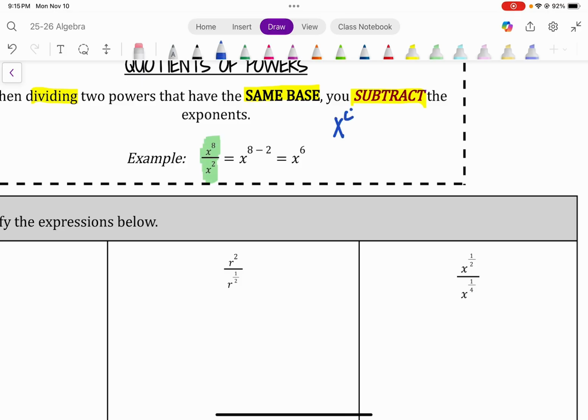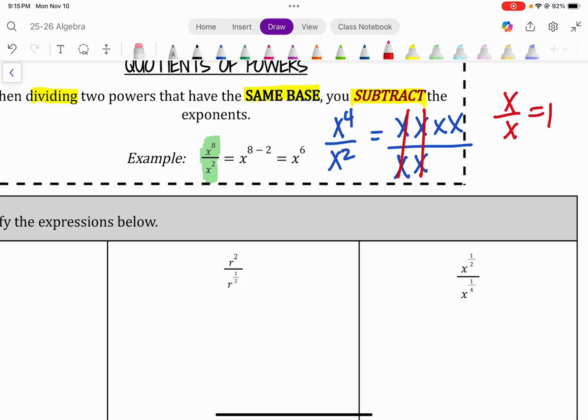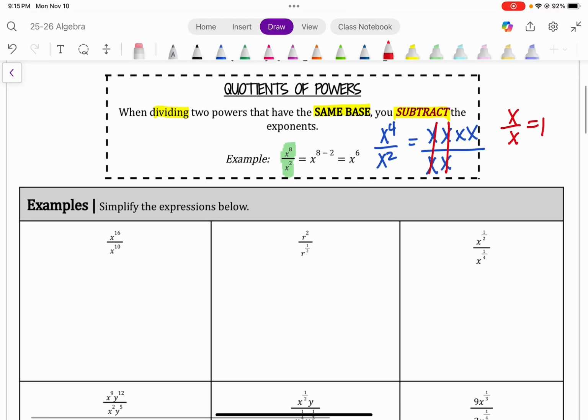If you wrote this out, this is what it probably looked like when you learned this in pre-algebra. You might have had x to the 4th over x to the 2nd, and you're going to cancel x over x and x over x again, because x over x equals 1. Since you don't need that, you can cancel it. That's how we end up with x to the 2nd.